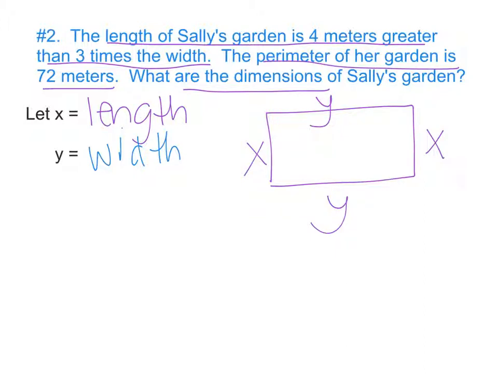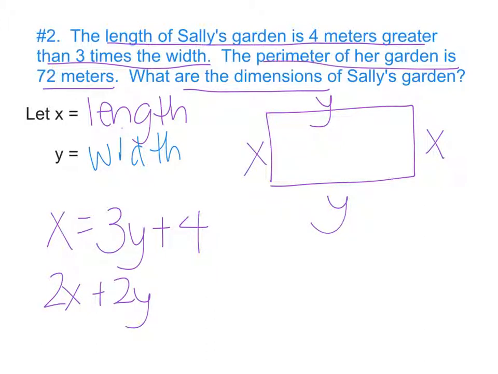So going back into the problem, we were told in that very first sentence that the length, which is our x, is going to be 4 meters greater than 3 times the width. So we are going to take 3 times our y, 3 times the width, plus 4. So it's 4 meters bigger than 3 times the width. The second sentence says that the perimeter is 72 meters. And if you recall from your past education, perimeter is all 4 sides added together. So we'll have 2x plus 2y, so both x sides, both y sides, are going to equal 72.